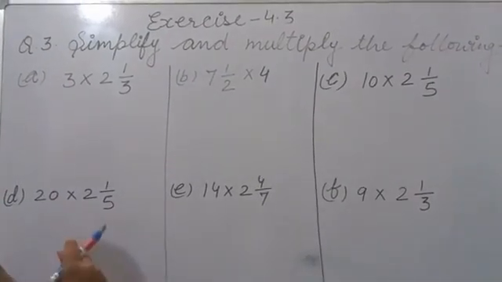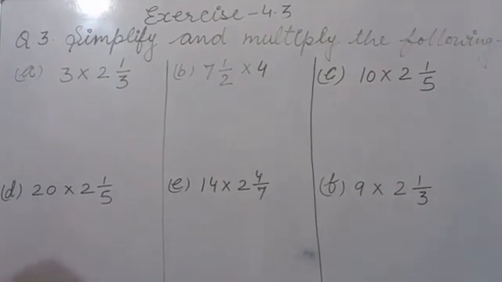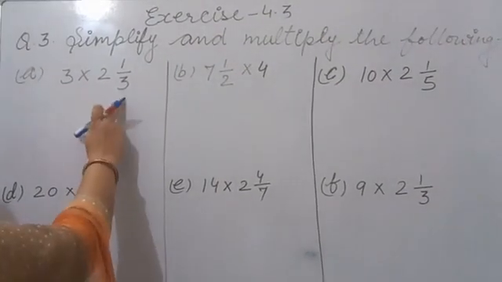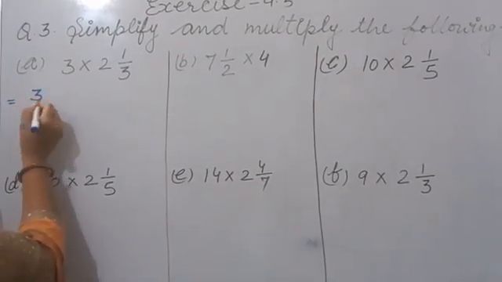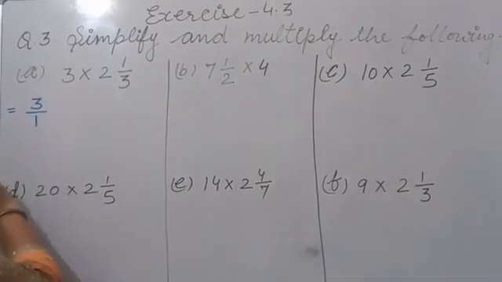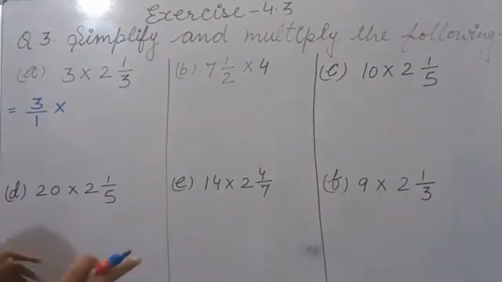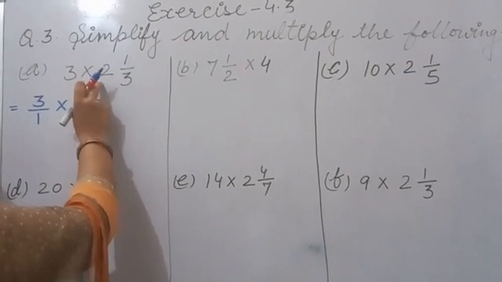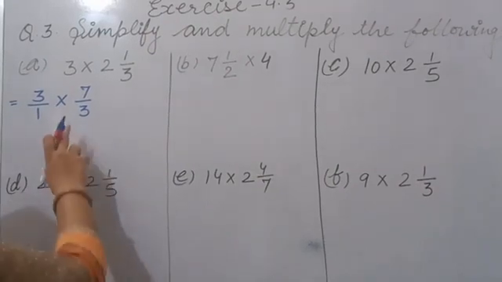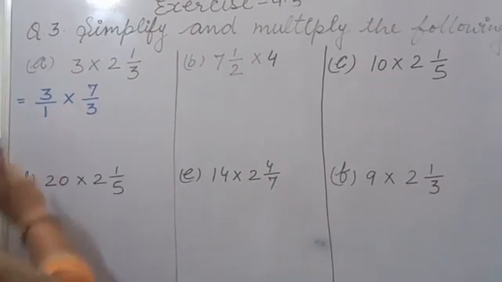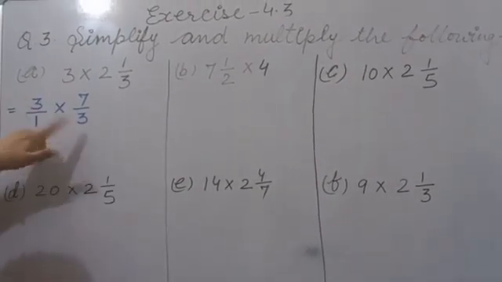So it's A part: 3 multiply by 2 whole 1 upon 3. First of all, whenever we have a mixed fraction, we change it into an improper fraction. So first of all 3. Now there is no denominator with 3, so we can take 1 here. Multiply by, now this is a mixed fraction, we change it into improper. So 3 2s are 6 plus 1 is 7, 7 upon 3. Now we can see that in the 3 table both 3s come. So by 3, in multiplication you can take any numerator with any denominator.